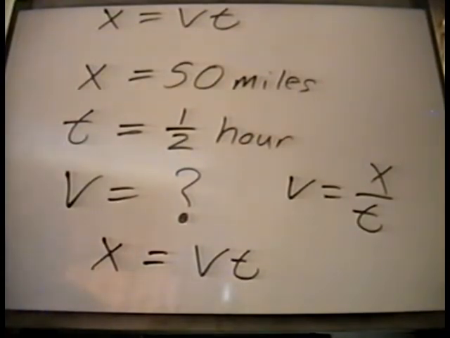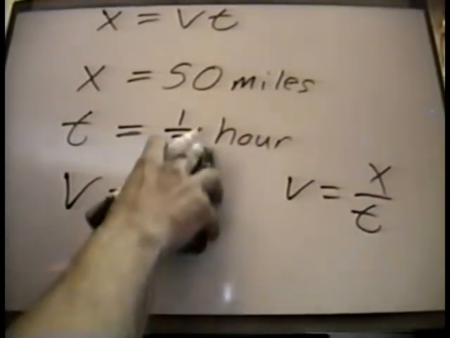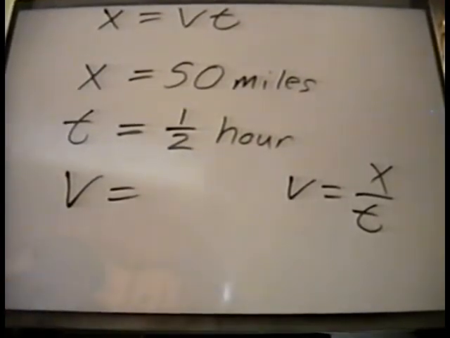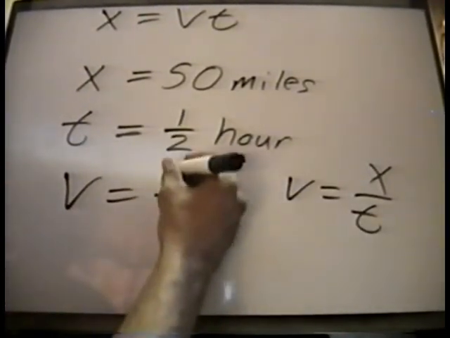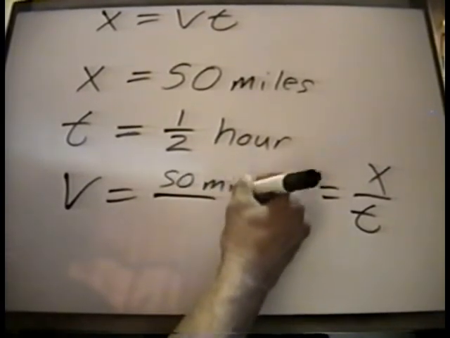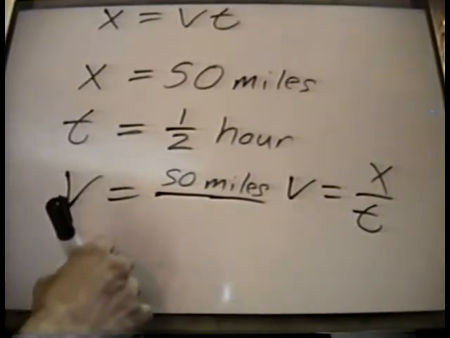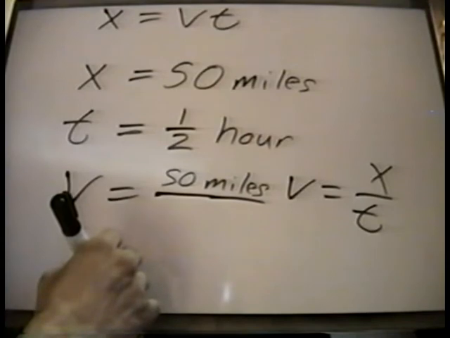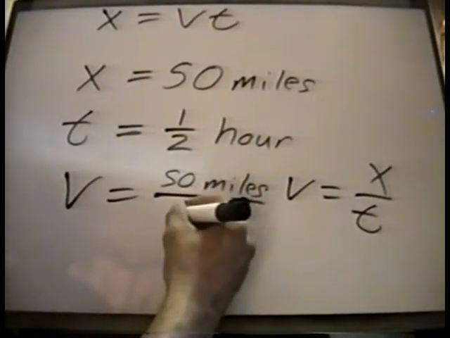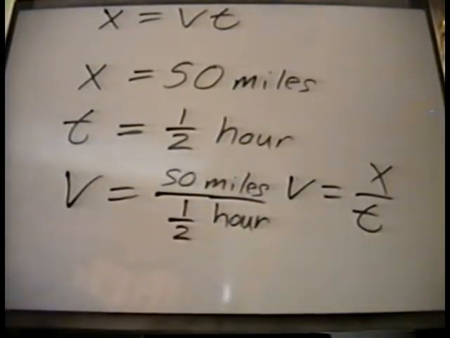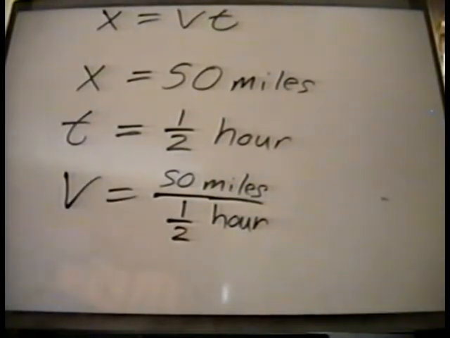Meaning that we know that v equals x over t. We might not know the value of v, but we know the formula to find it, which is x over t. So we know x is 50 miles. And t is what? 1/2. 1/2 of an hour. 1/2 times hour. V equals 50 miles divided by 1/2 hour.